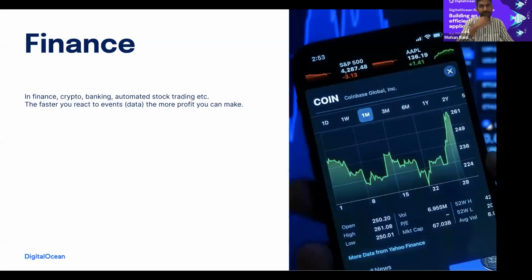Another really big segment of streaming is finance. They deal with lots of data, and the faster you are to get and deliver data, the more money you make. And if you're milliseconds or just a short amount of time late, you could be missing out on a lot of money. Please go ahead.